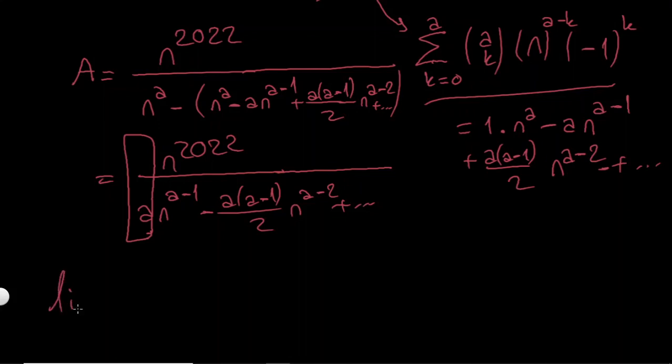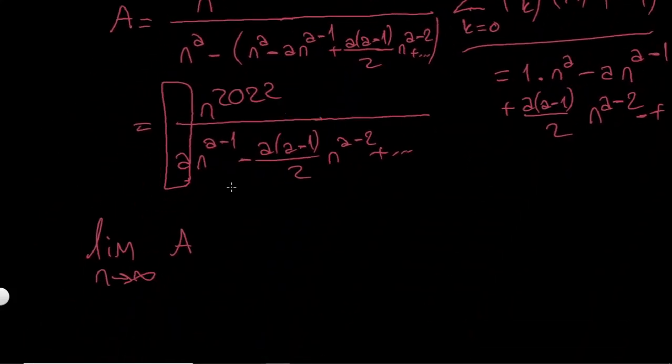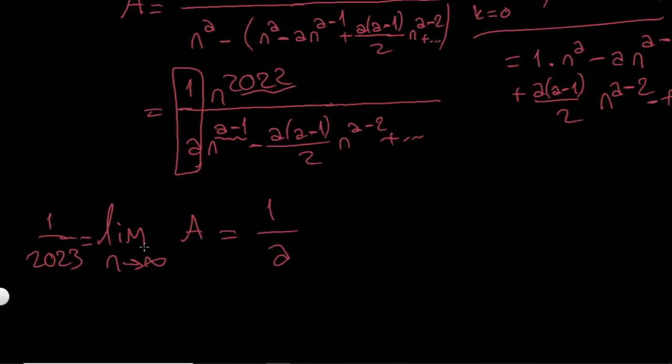The limit as n goes to infinity is given in my question, so this is equal to 1 over 2023. I know this limit should be equal to the ratio of the biggest powers, 1 over a. But here I don't know if these powers are the same, because if 2022 is bigger, then this limit is just going to be infinity. If the other one is bigger, this limit is going to be 0, no matter what the coefficients are. But this question is specifically designed for it. Here I have 1 over a, and if I assume that this is equal to 1 over a, it's going to be true that a is equal to 2023.